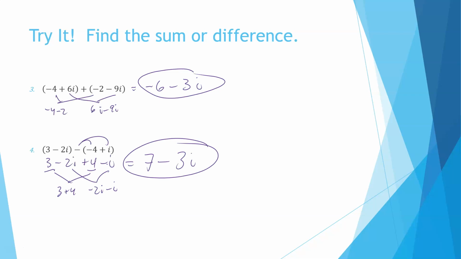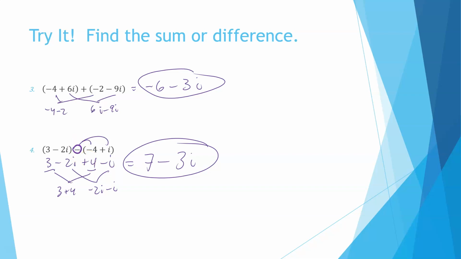All right, so hopefully you, for number 3, got negative 6 minus 3i. And for number 4, you got 7 minus 3i. If you didn't get one of those, you can check my work on the left to see where you might have gone wrong. Again, a common mistake in number 4 would be we didn't distribute the negative.